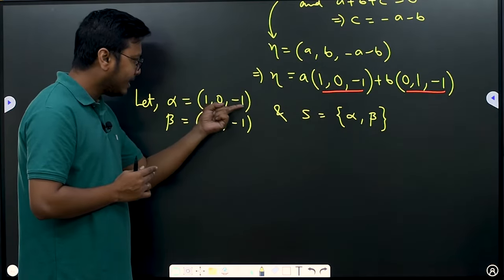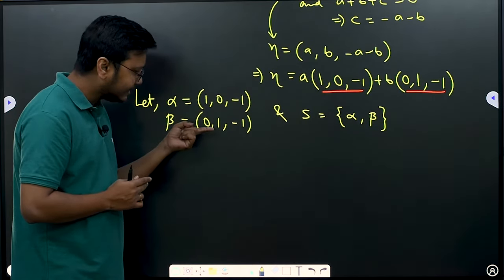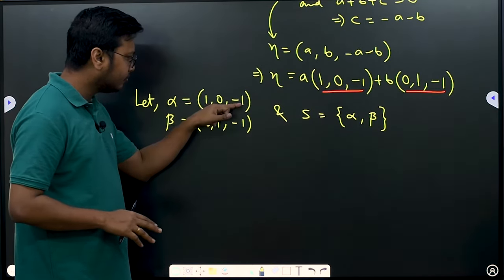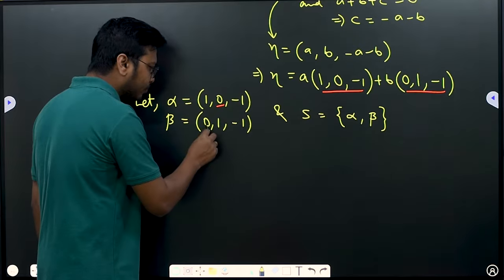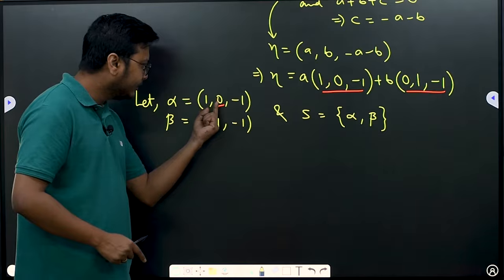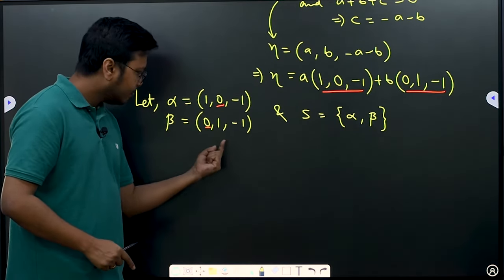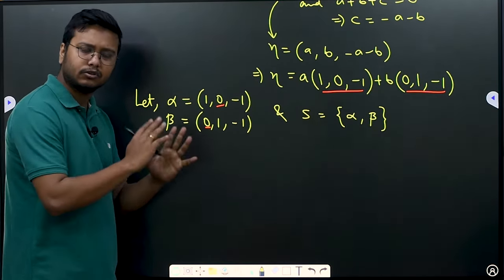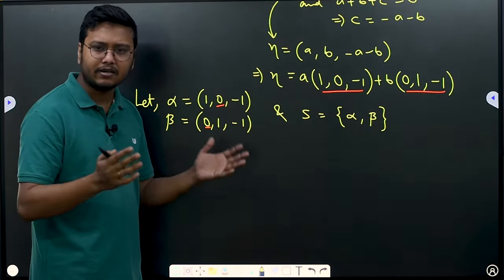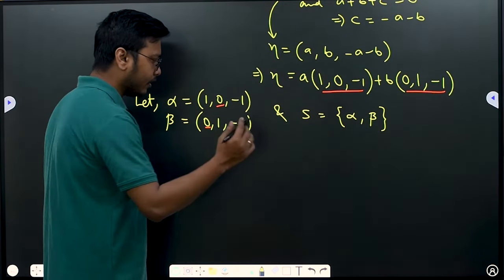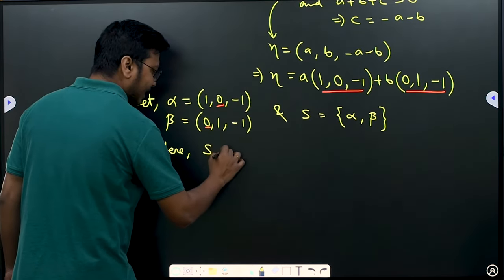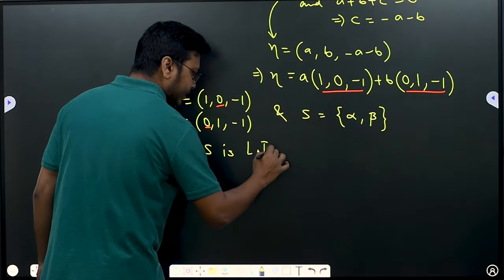Can you multiply any constant with the first element and get the second one, or vice versa? It's never possible. You cannot multiply anything with the first element and get the second one, because you can see the position of zero has changed. If you multiply anything with the first element, the zero position is always going to remain in the middle, but it has shifted over here in the first position. So anything multiplied with alpha will not give you beta. Therefore they are not linearly dependent. They are 100% linearly independent. So we can say that here S is linearly independent.